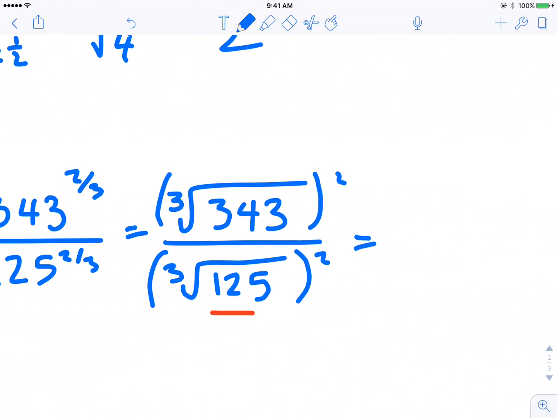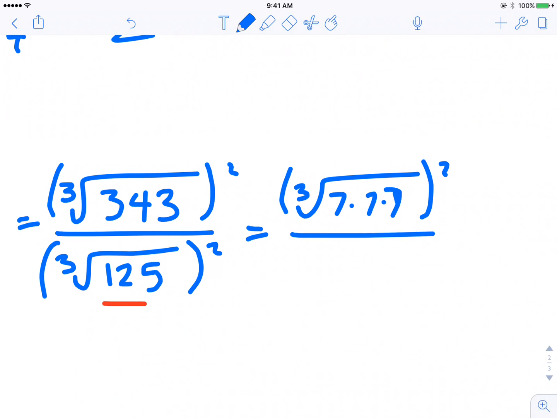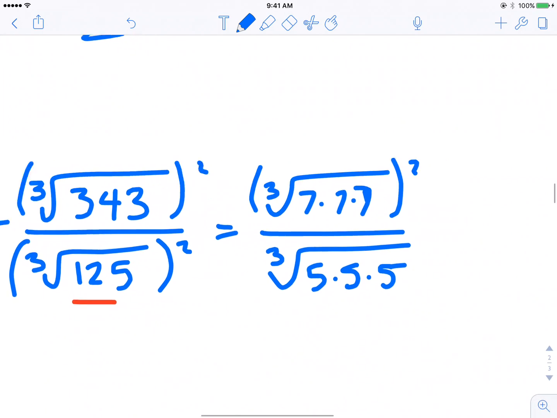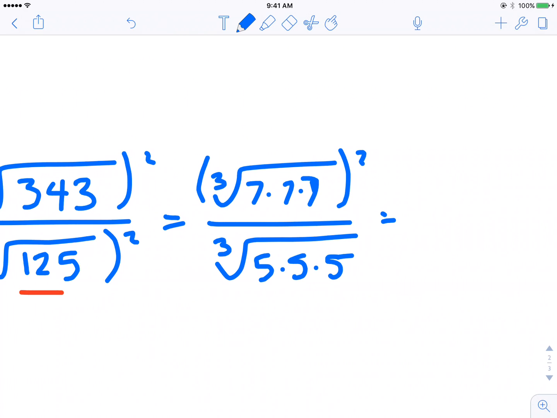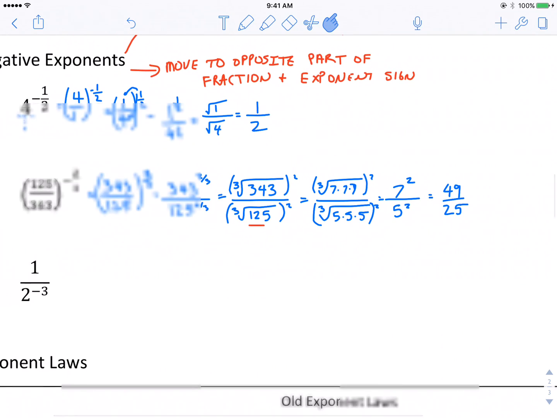343 might be a little bit tougher to know. If you wanted to, you would break that down using prime factorization. The cube root of 343 is going to be 7 times 7 times 7, and of course that's going to go squared. You can do the same for the 125 on the bottom, which is 5 times 5 times 5. Of course you're doing this separately so that you can track your work. And then the cube root of 7 times 7 times 7 is 7, and that's going to be squared over 5, which is also going to be squared, which I forgot to write there. And final answer, 49 over 25. And then of course you would see if that reduced. In this case, I know that it doesn't, so final answer.